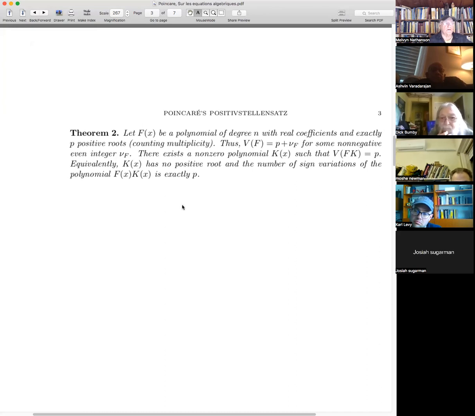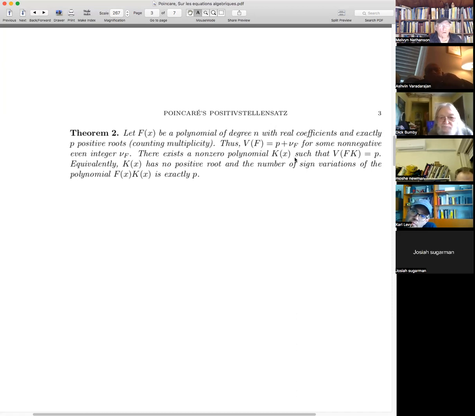And then there's another theorem, this is Poincare, which says that you have a polynomial of degree n with real coefficients, and let's say it does have positive roots, and counting multiplicity, it has exactly p positive roots. So by Descartes, the number of variations in the coefficient sequence of the polynomial f will be p plus this nu sub f, which is some non-negative even integer. It's not p. It's p plus something.